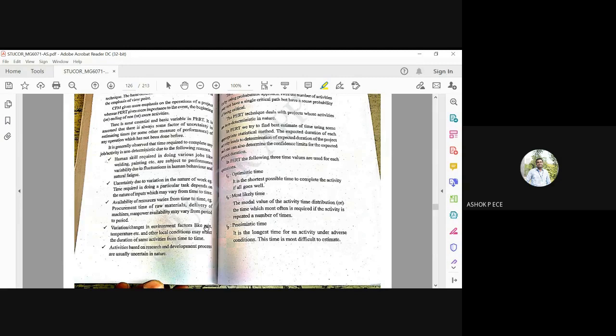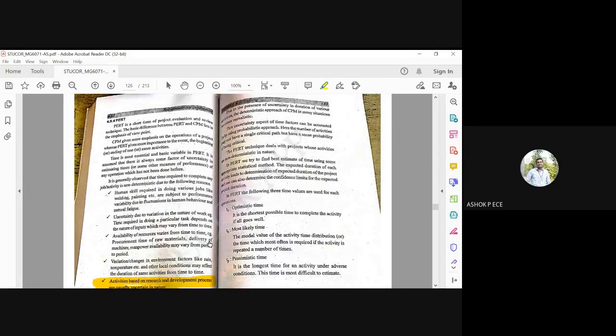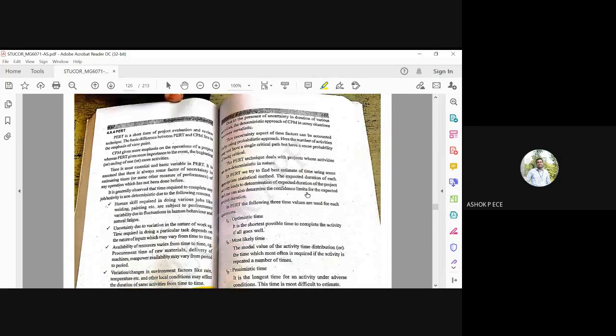Changes in environmental factors like rain, temperature, and other local conditions may affect the duration of some activities. In the summer, people tend to become tired, so the completion may get delayed. The rainy season, temperature, a pandemic when you are not allowed to go and work physically, those things are going to delay your project. Activities based on R&D are usually uncertain. Yes, that is a very important thing because you never know when you will get the output. It might be the next day, or the next month, or 1 year, 2 years, 10 years. You have to wait. It is completely uncertain.